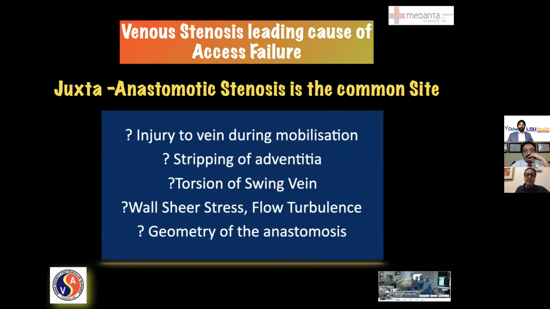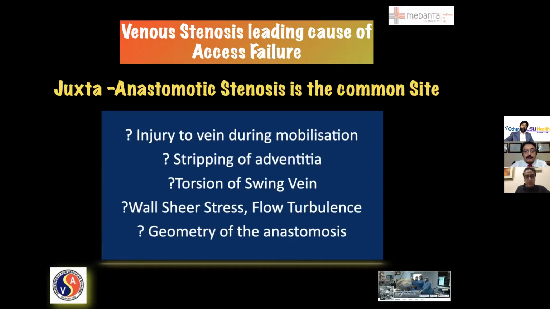They do develop stenosis at the puncture site also, but there are certain theories behind why these patients develop juxta-anastomotic stenosis. One is injury to the vein when we dissect during mobilization. Sometimes inadvertently we dissect the adventitia and cause damage to the vein, and there could be a torsion of the swing vein, which is mobilized and brought close to the artery for an anastomosis. Then wall shear stress plays a very important role.